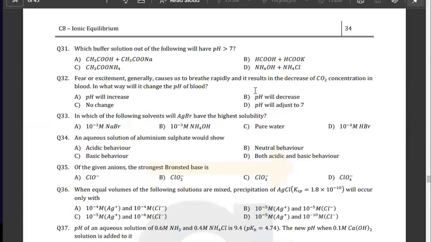Please ask. 32. Fear or excitement generally cause us to breathe rapidly. If the concentration of CO2 decreases, what will happen? Tell me, guys.